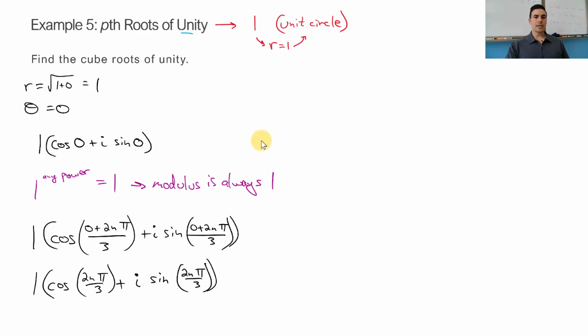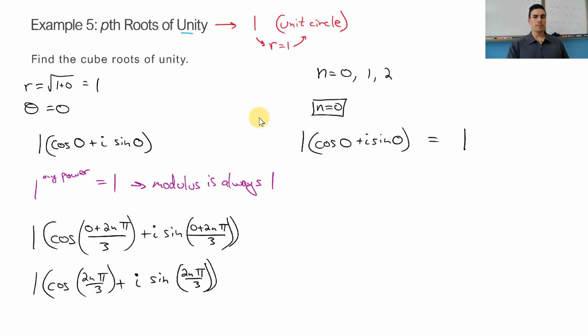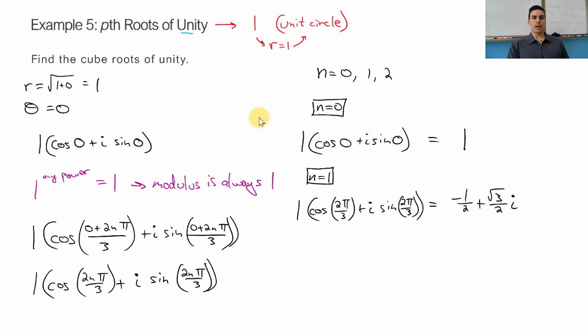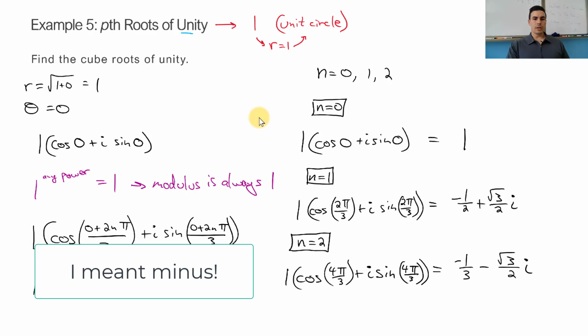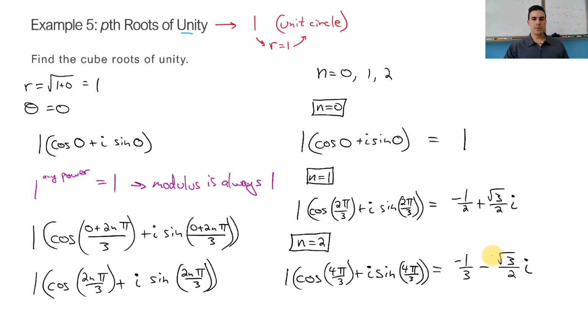And we do the same thing, plugging in n values of 0, 1, and 2. So when I plug in 0, I get a value of 1. When I plug in n is equal to 1, I get a complex number of -1/2 plus root 3 over 2 i. And then when I plug in 2 now, that's going to be cosine and sine of 4 pi over 3. So I'll have -1/2 plus root 3 over 2 i. And this shouldn't be 1/3, this should be a 2, right? So this is -1/2 minus root 3 over 2 i. So those would be our 3 roots of unity.